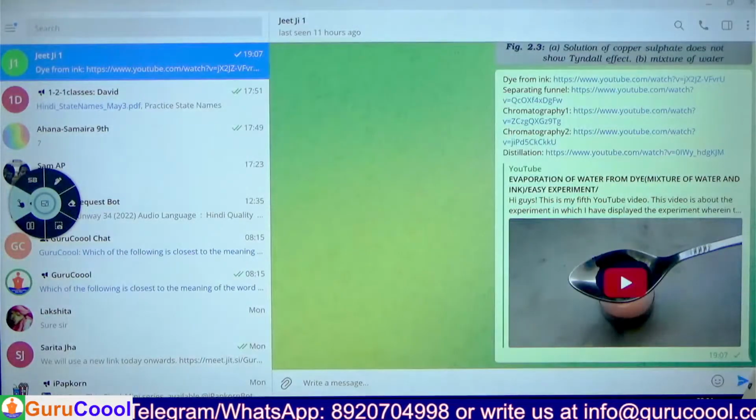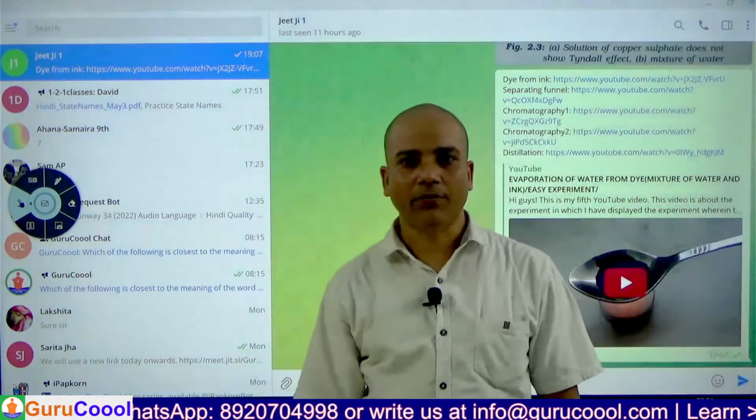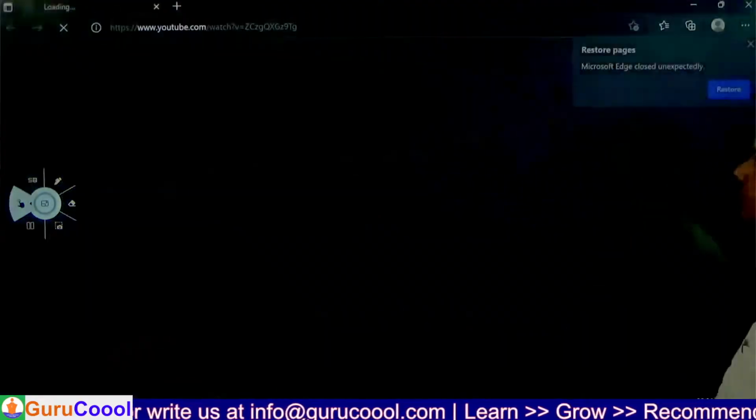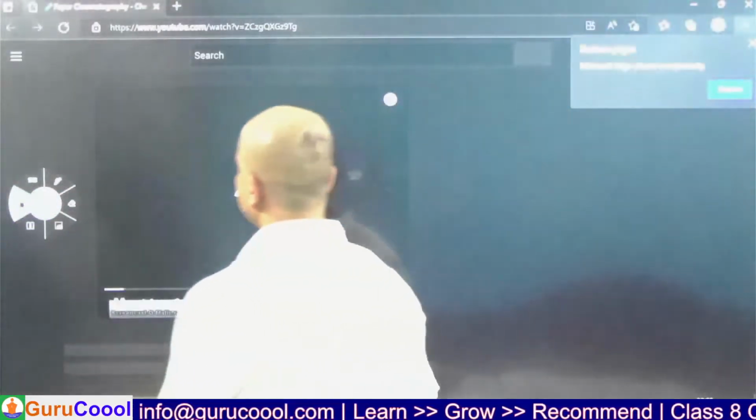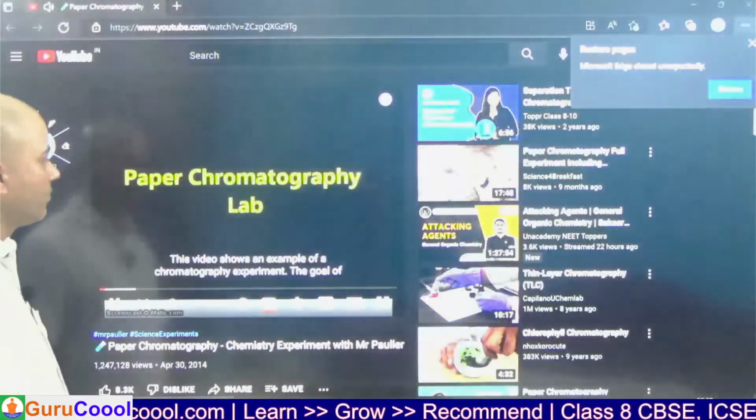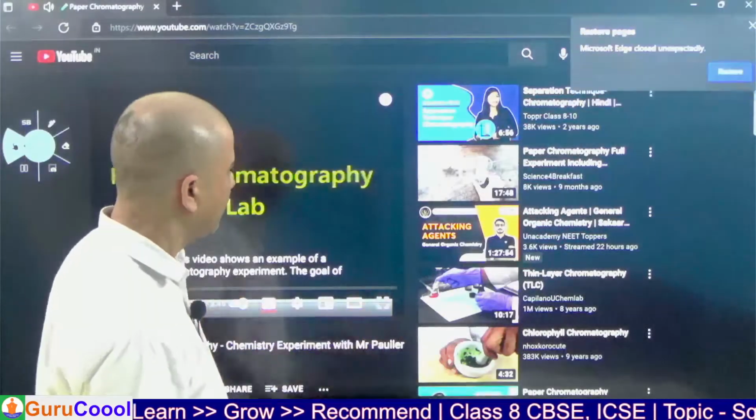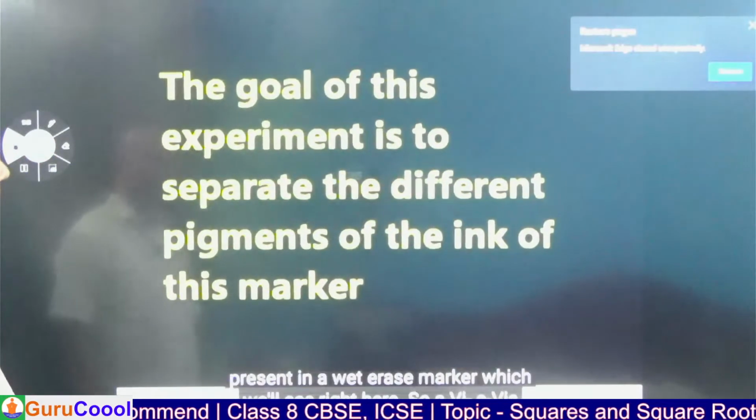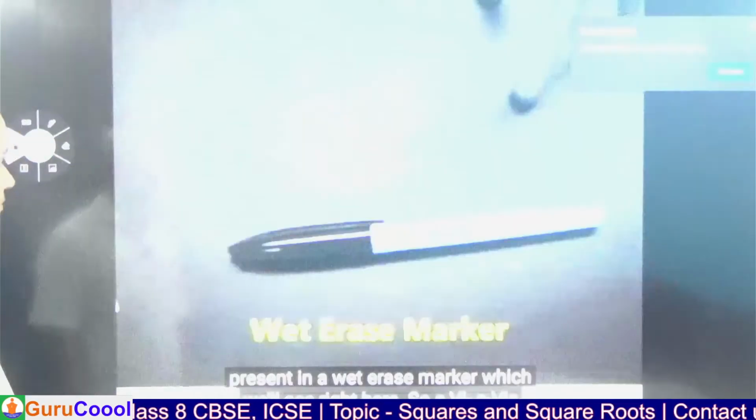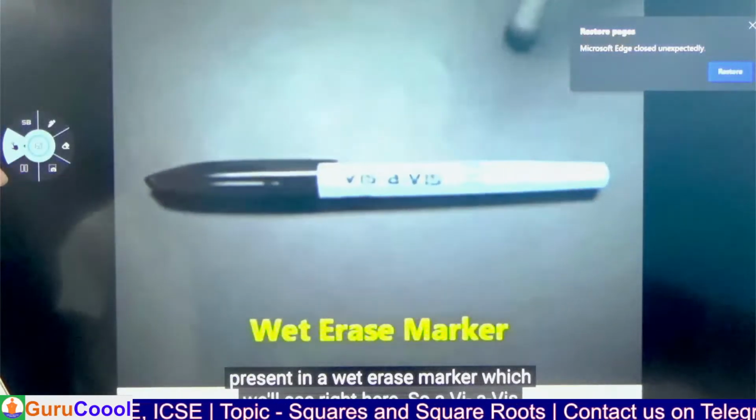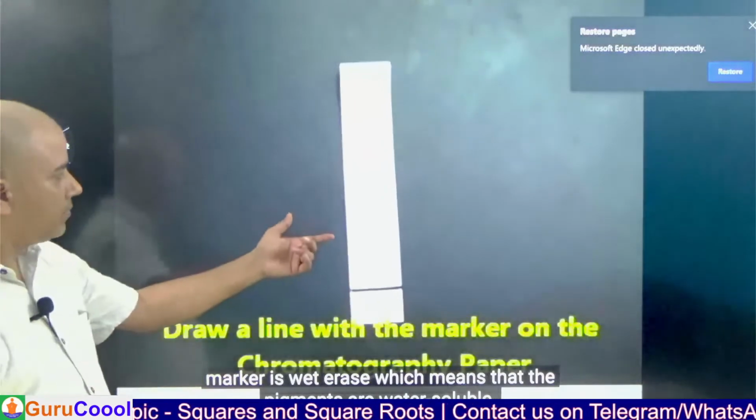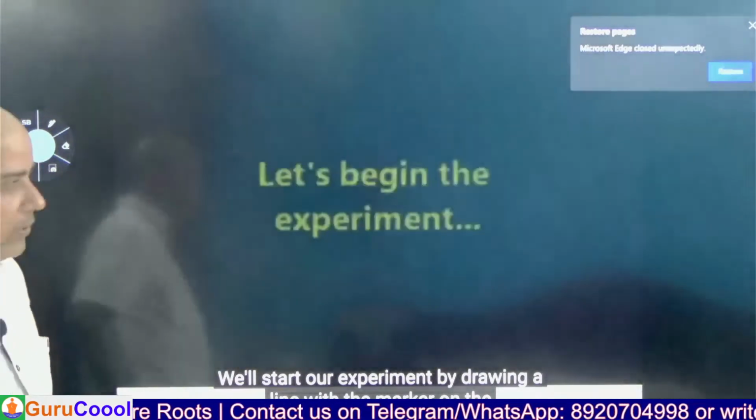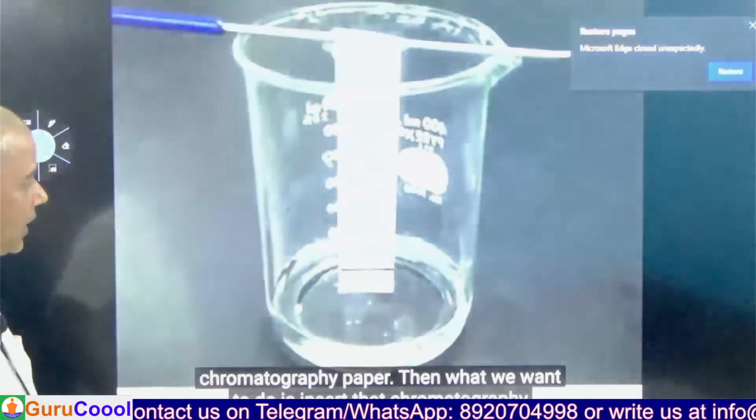Now let us see chromatography, how colors are separated. Chromatography. There is an ink. I'll show you two videos on chromatography. This is the first, and I'll show you another one as well.